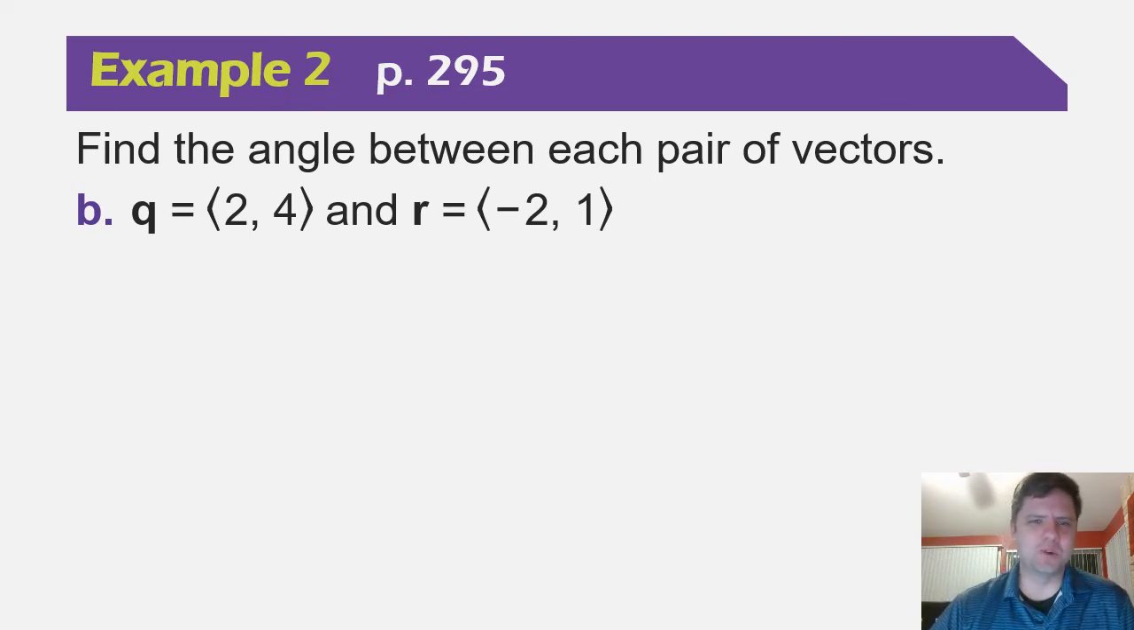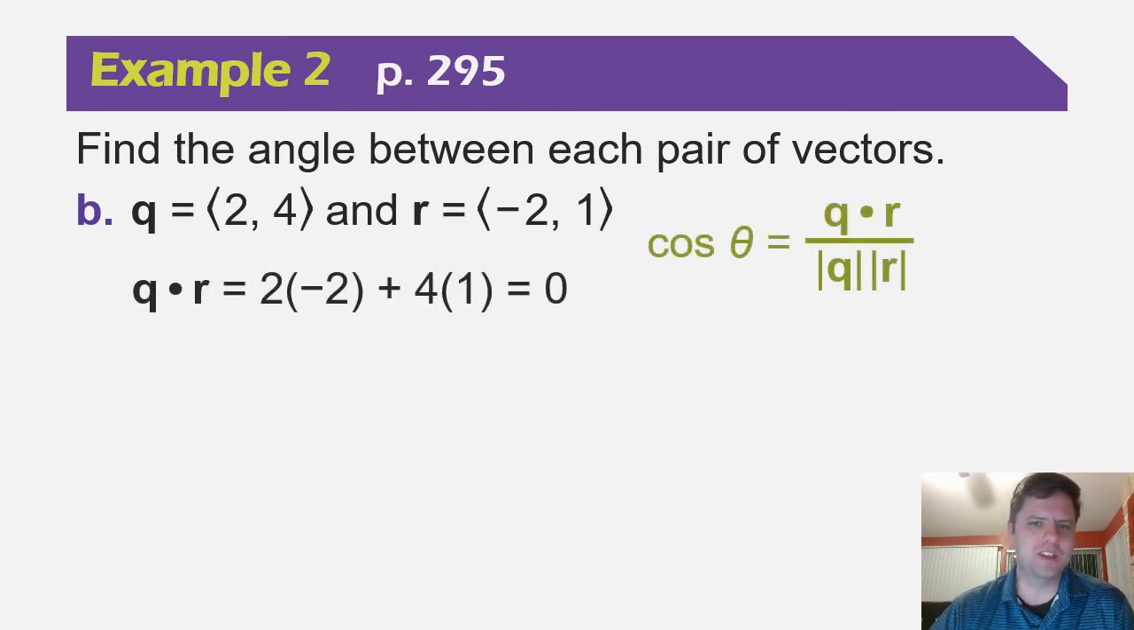All right, so I'm assuming you actually paused it and that you tried to work this on your own. The dot product you'll find first, you should get an answer of 0. At this point, you could probably stop, because even if you find the magnitudes, it's going to be 0 over some number, which is still 0. So what's the arc cosine of 0? Well, you should remember that's 90 degrees. So that's the angle between these two vectors.